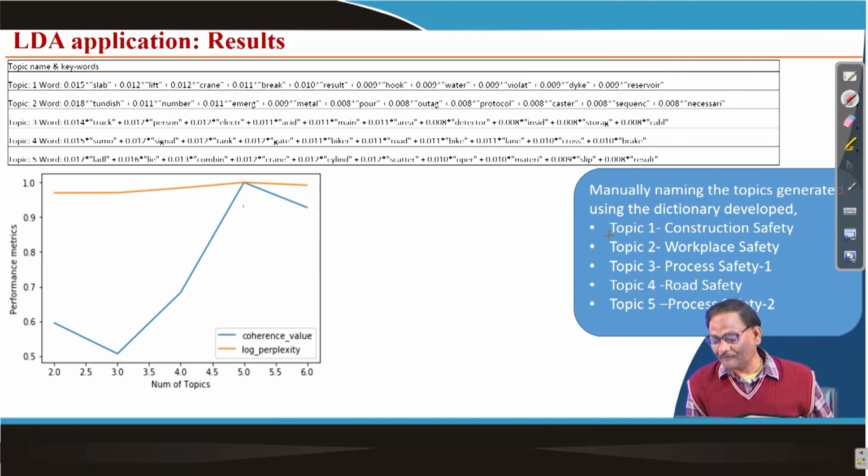The first topic is construction safety 1, topic 2 is workplace safety, topic 3 is process safety 1, topic 4 is road safety, and topic 5 is process safety 2. It means within process safety there are variations. So, that is why two more topics are coming.